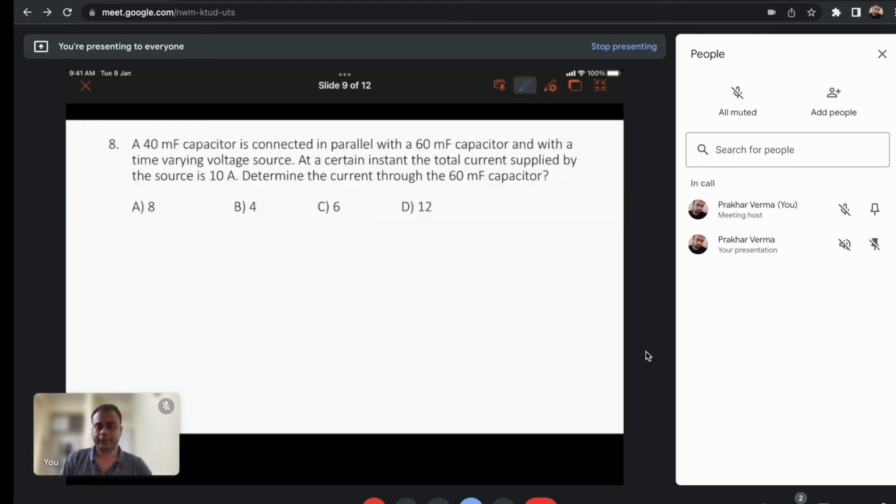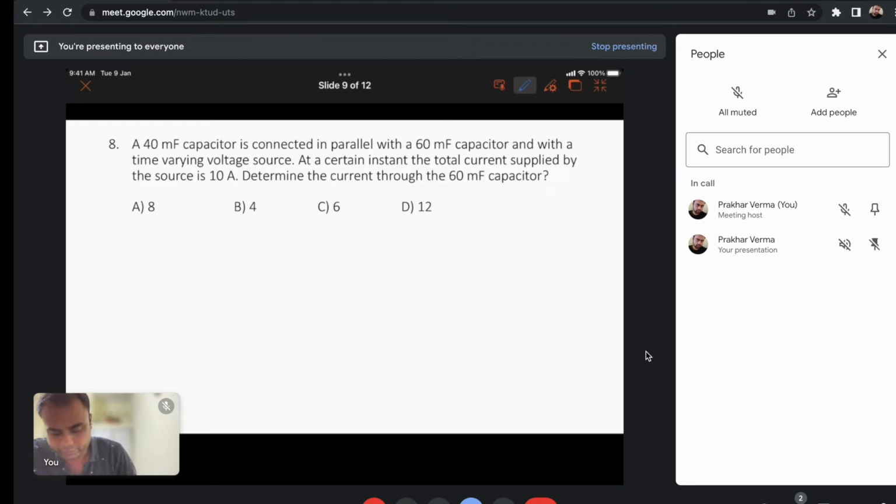So moving to question number 8. You can all post your doubts. Question number 8 says a 40 millifarad capacitor is connected in parallel with a 60 millifarad capacitor with a time varying voltage source. At a certain instant, the total current supplied by the source is 10 ampere. Determine the current through the 60 millifarad capacitor. This is a question similar to the one we attempted with inductors, but here they have replaced the inductor by a capacitor.